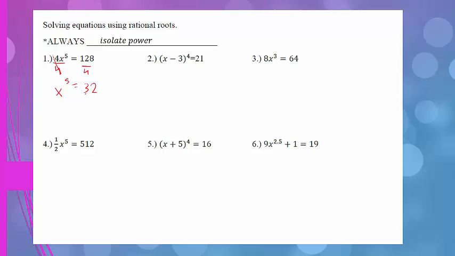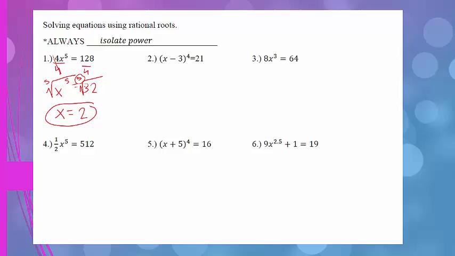And then if you want to undo a fifth power, you're going to apply the fifth root of each side. 32 is a perfect fifth. It is 2 to the fifth, so the answer is going to be 2. And because it was an odd index, we have exactly one answer to the problem, so we don't want to write plus minus 2. It is strictly positive 2.